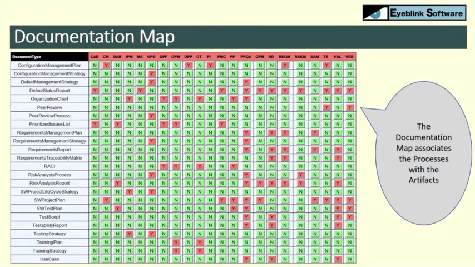This slide shows the relationship in a documentation map between the processes and the artifacts. Each document type is shown in this column. The configuration management strategy is related to the organizational process definition. As you can see in this matrix, any square with a green N is not related, whereas any square with a red Y is related.